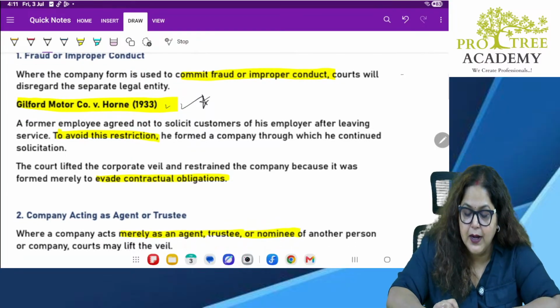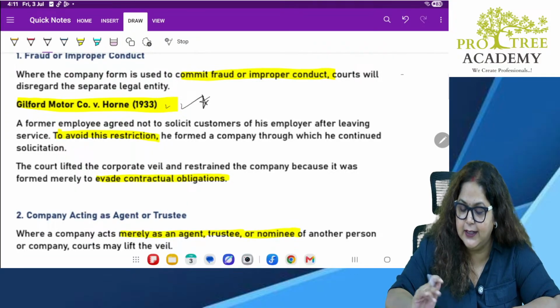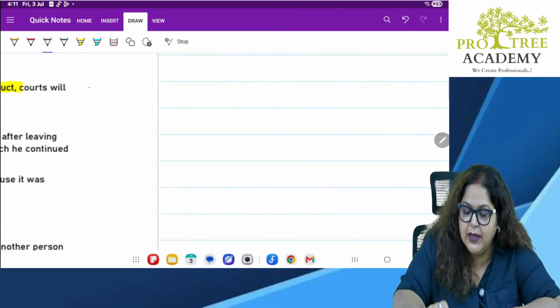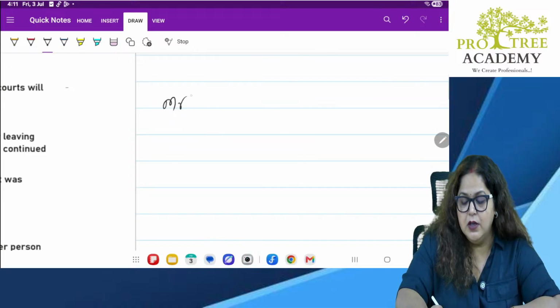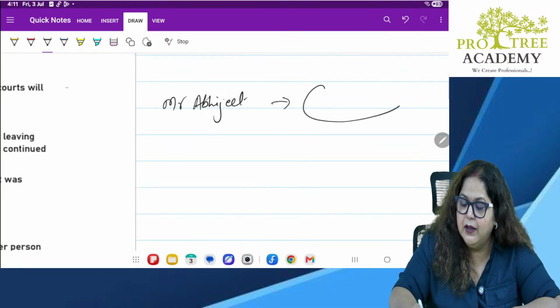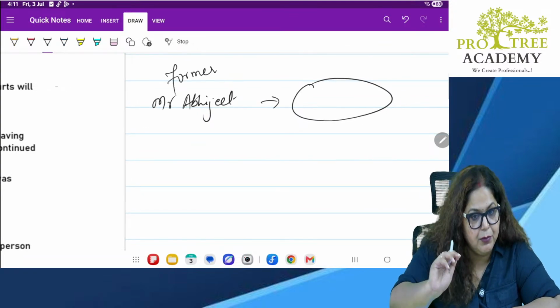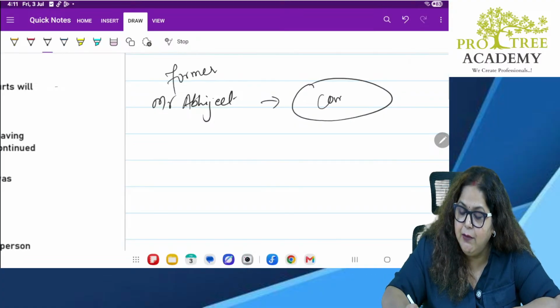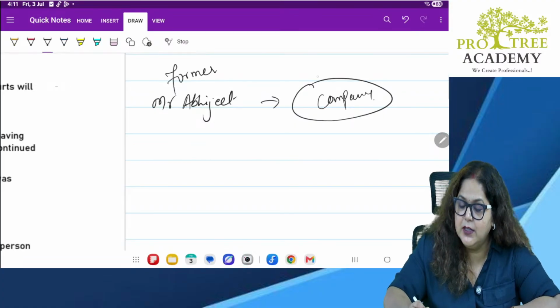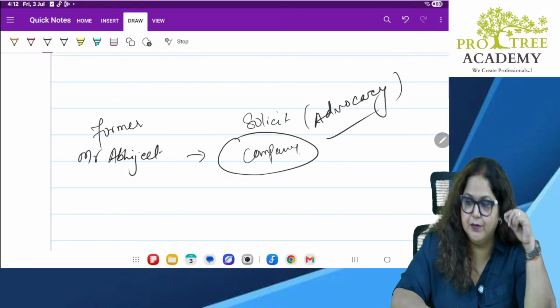A former employee agreed not to solicit. See, one person was working in a company. Suppose Mr. Abhijit was working in a company, and now he became a former employee. He left that company and said that he is not going to solicit. What is solicitation, guys? What is solicit? Advocacy.